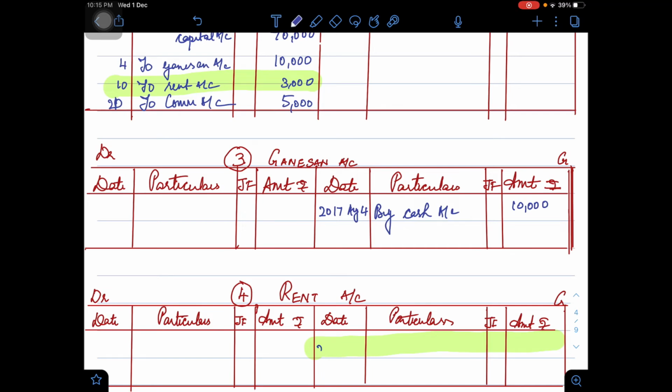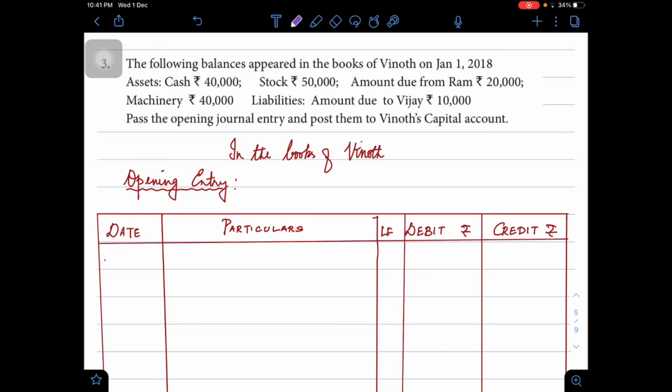2017, the date is August 10, what I say, by cash account rupees 3000. After this only we will go to commission, just slightly the order got changed. Hope you follow, students. Now let us discuss problem number 3.